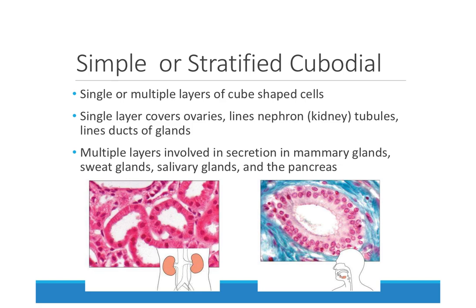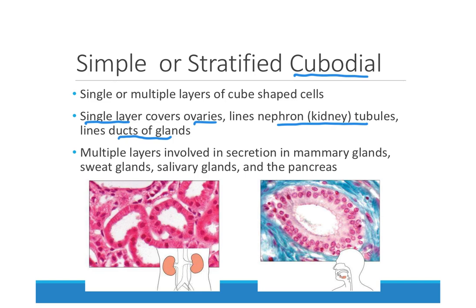The next shape of cells is a cube-shaped epithelial cell. These are called cuboidal, and these also come in simple or stratified categories. The simple layer, the single layer of cuboidal epithelium, covers organs such as the ovaries. It lines the kidney tubules known as nephrons. They're found along the ducts of glands, the tubes that take the secretion of the gland to somewhere in the body, like the bile duct that takes bile from the liver into the small intestine.